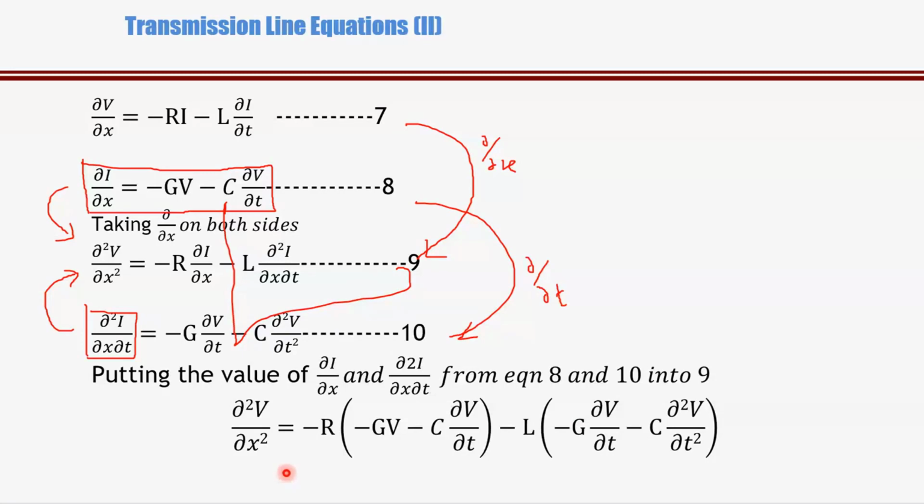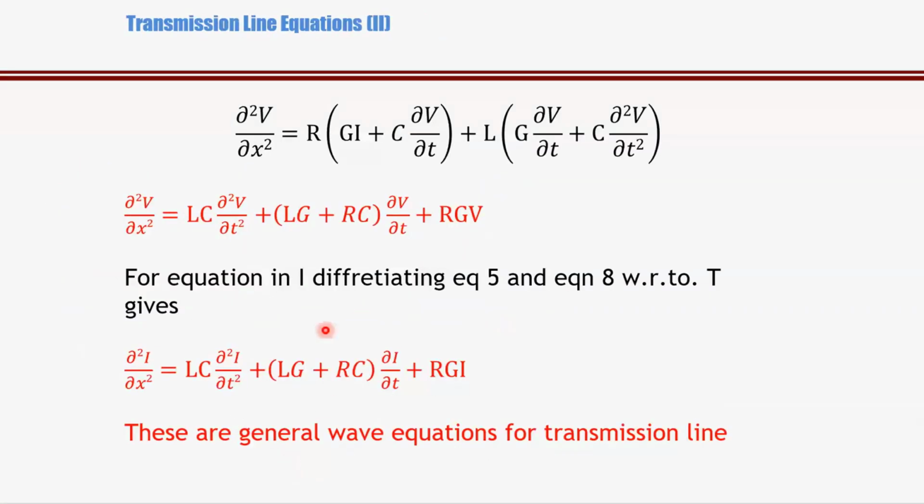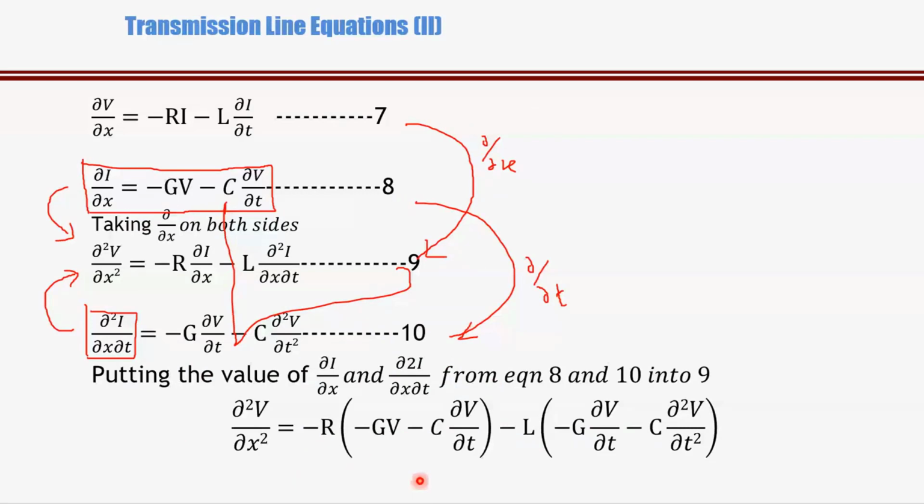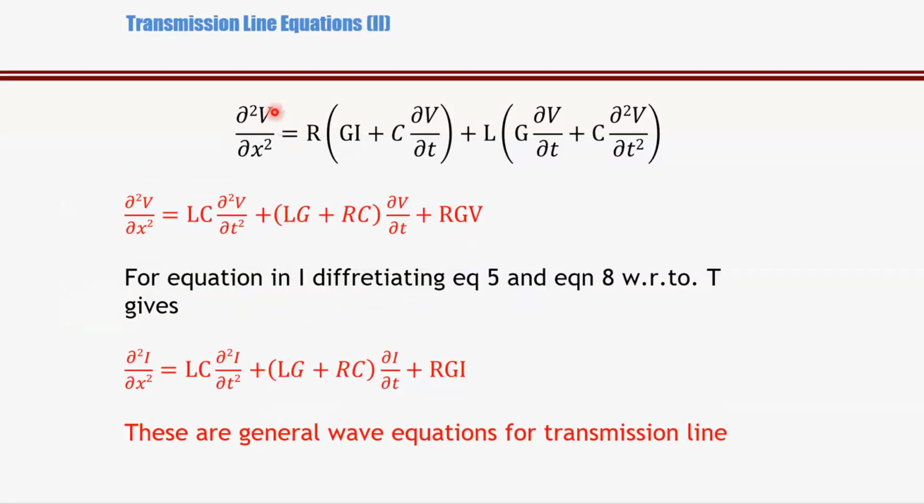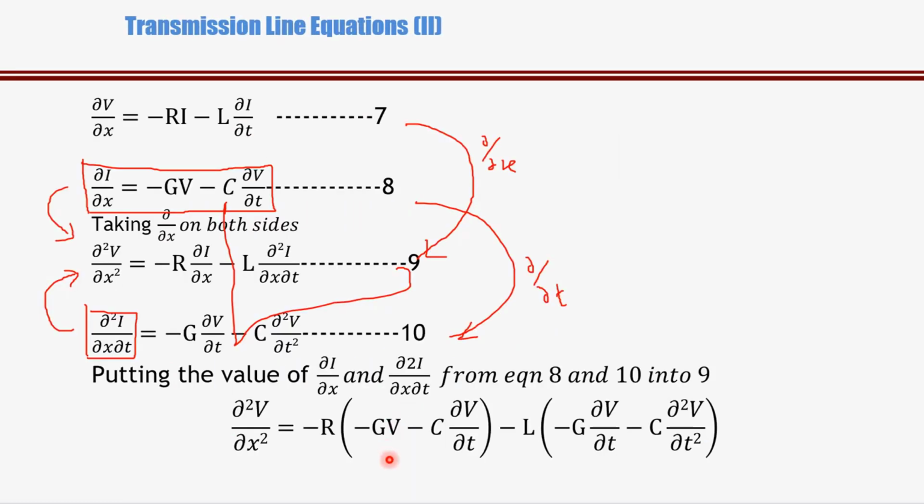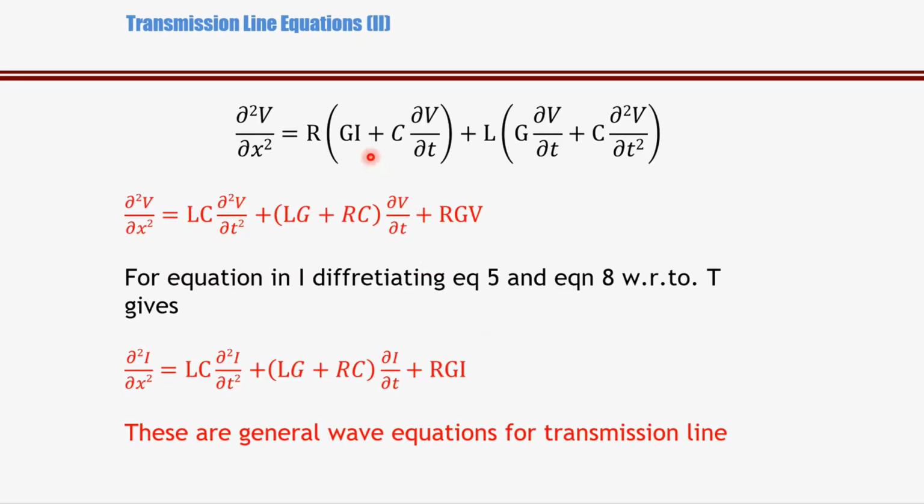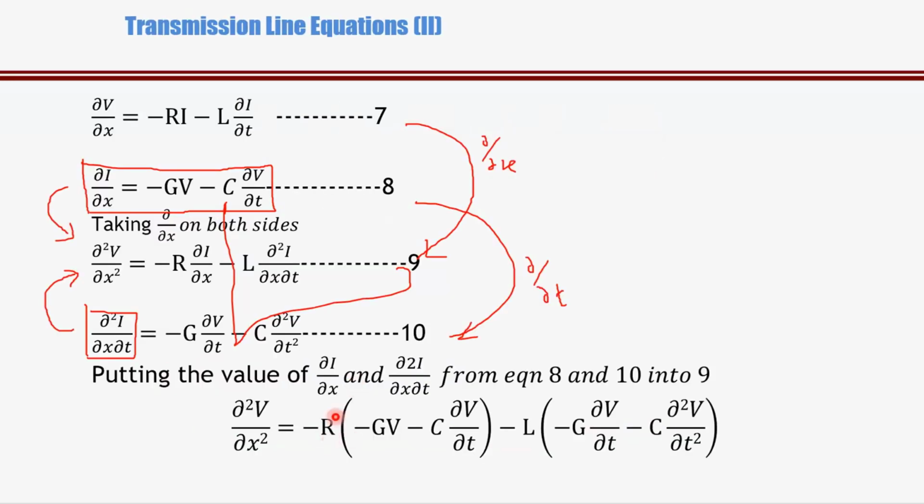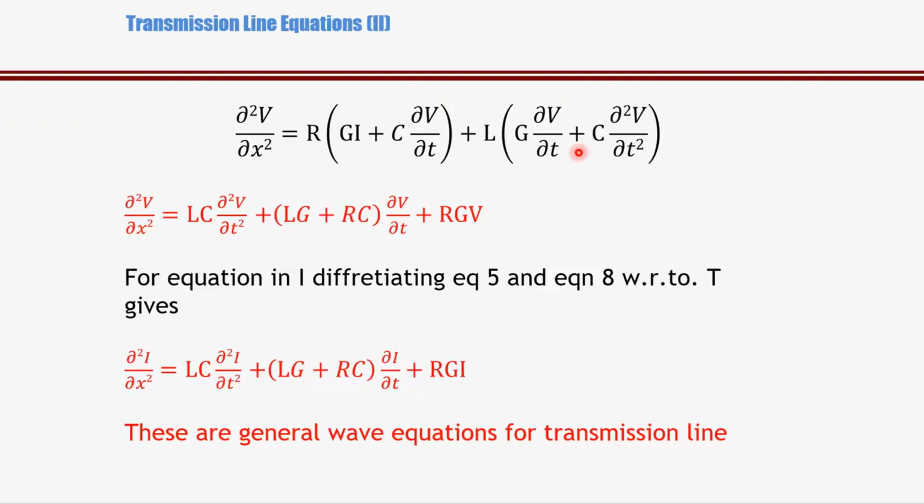Again, let us modify it somewhat. Let us collect all the parameters together. So what will I get? ∂²v/∂x² is equal to r in bracket (gv + c ∂v/∂t) plus L in bracket (g ∂v/∂t + c ∂²v/∂t²). After multiplying the outer parameter with the inner parameters, we got this full equation.